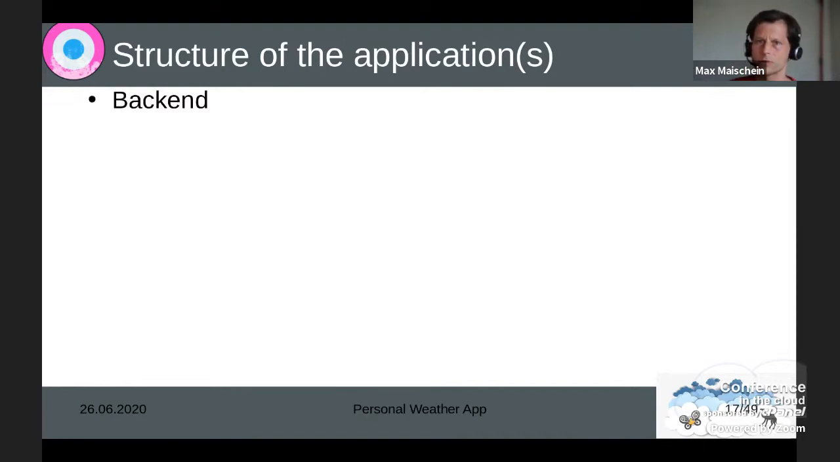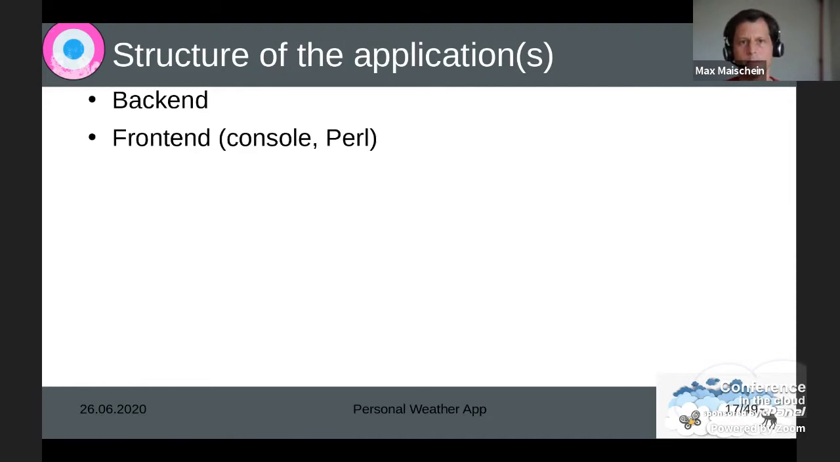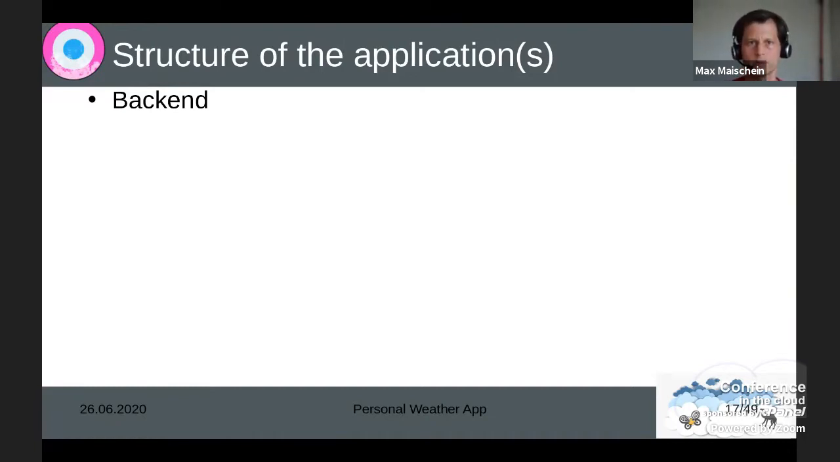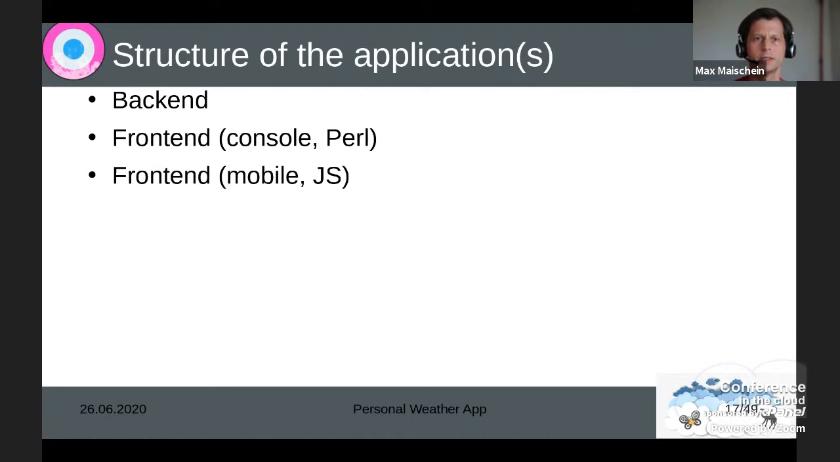So let's take a look at the structure of the applications. I need to bring the focus back, sorry. So there is a backend which basically concerns itself with fetching the data into my system. And then there is a front end for the console for my desktop written in Perl. It's also some part of the test suite, so I know that I don't break some basic functionality. And obviously for the mobile phone, there is a JavaScript front end that also can fetch the data and display it on the mobile phone.